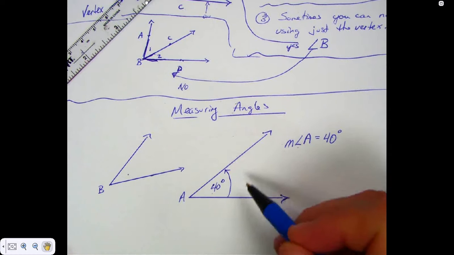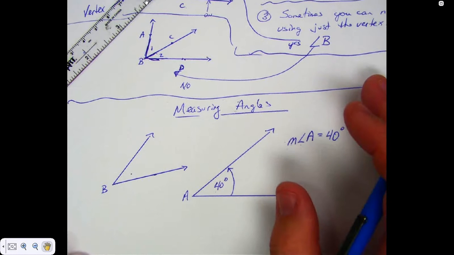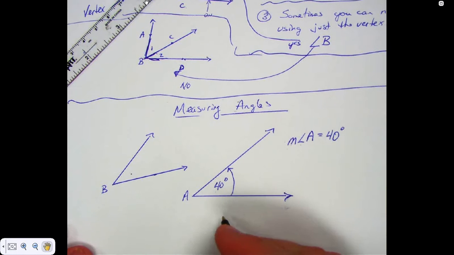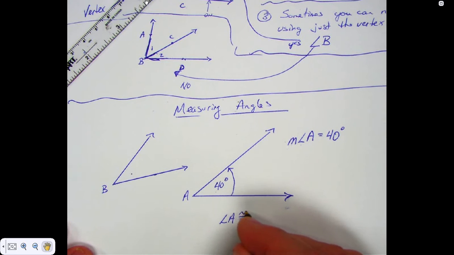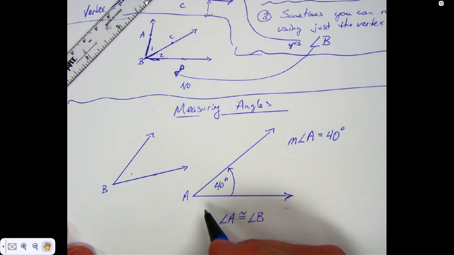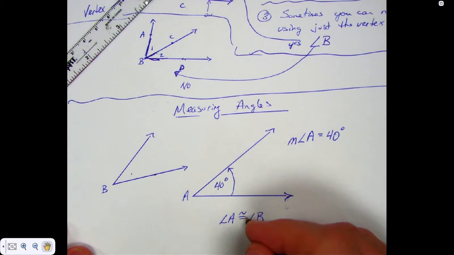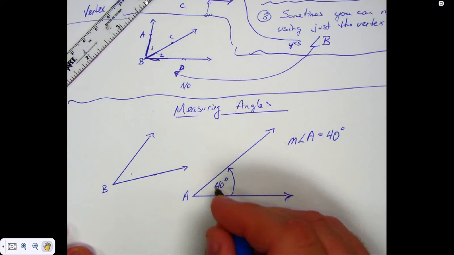It looks like it's the same distance apart there, isn't it? Now, I don't know that for sure. But if I was to write this statement out, angle A is, what does that mean? Congruent to angle B. What do you think I'm saying? They're the same shape and size. So if the measure of this one is 40 degrees, what's the measure of this one?